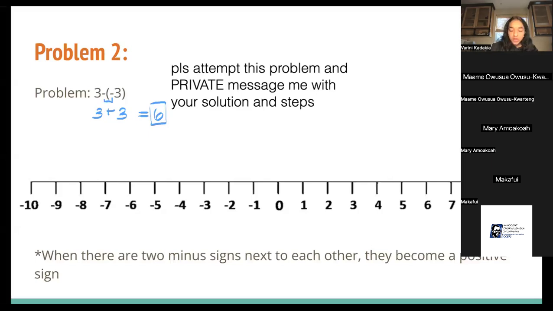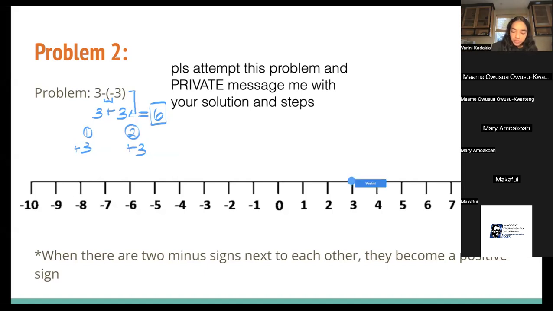So we're gonna split this up. One important thing to note is that two minus signs make a plus sign. So our problem changes from this to this. So in order to solve our new problem, let's break it up. We have part 1, which is positive 3, and part 2, which is also positive 3. So let's take part 1 and graph it on the number line. So 3 will go right here.